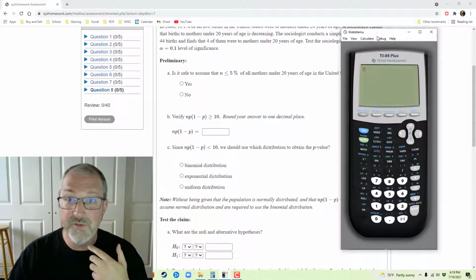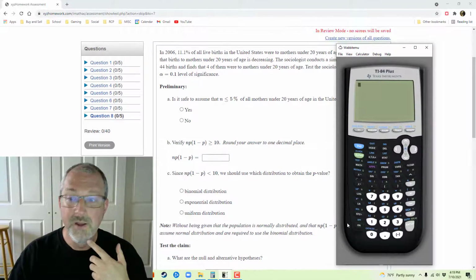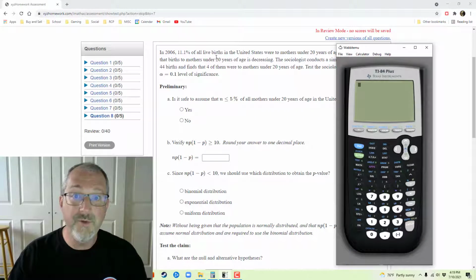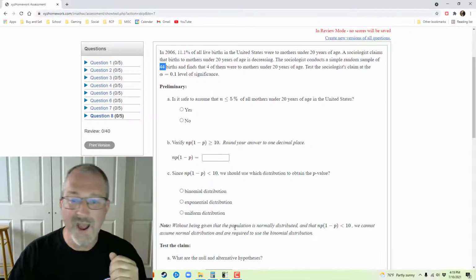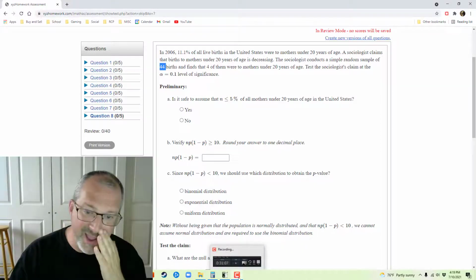So just to show you this example and what I'm talking about, your 11.1 from your 44 births, which happens to be your n, okay, that happens to be your n here.